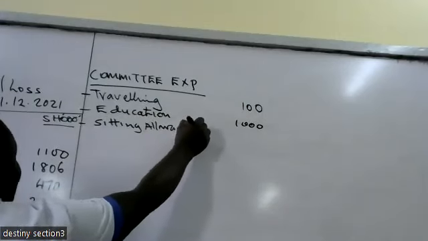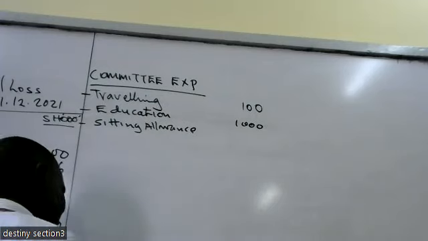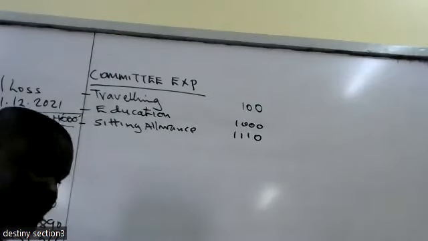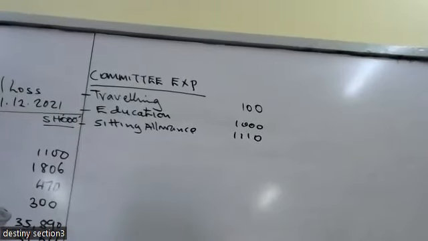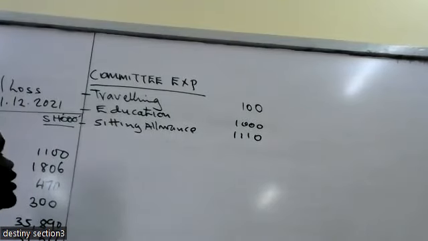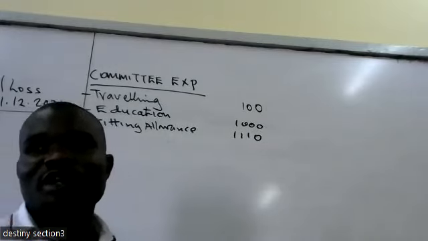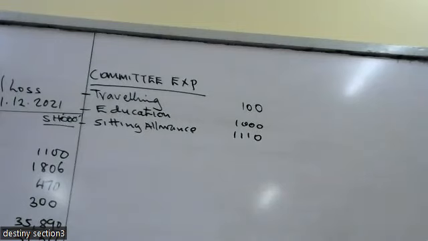You see the way committee is consuming money. Sitting allowance 1110. And you know these things are in thousands, so 1110 is 1.1 million. Committee sitting allowance. Imagine they have gone for education 1 million, and them sitting for the education 1.1. No way. That is how people mismanage circles.